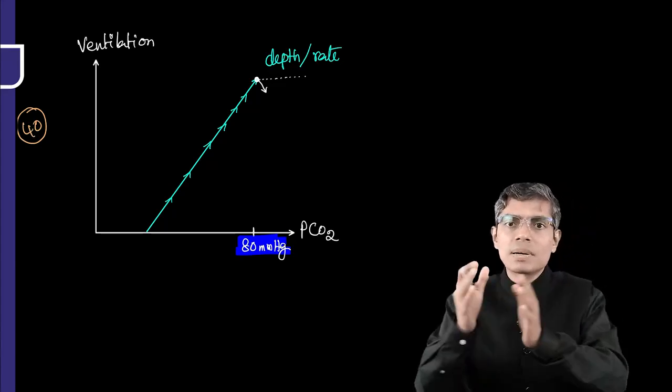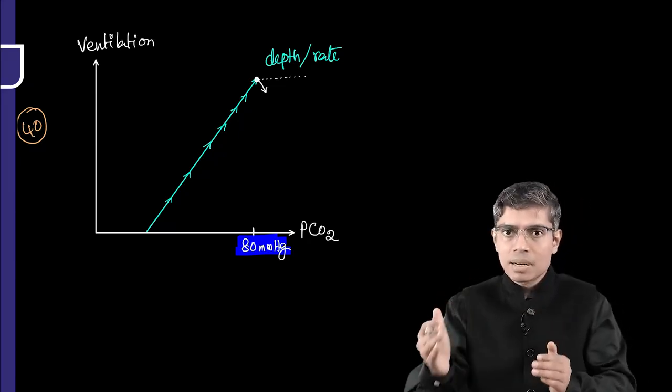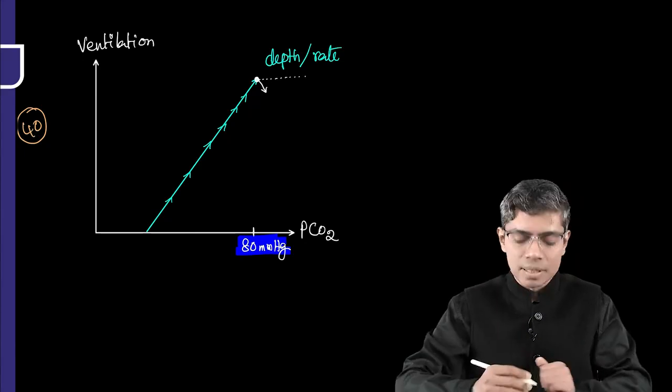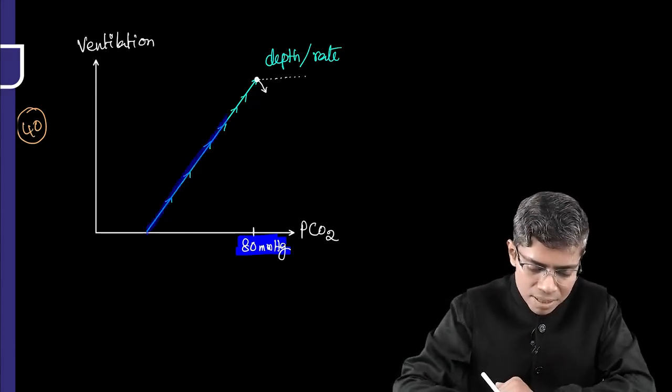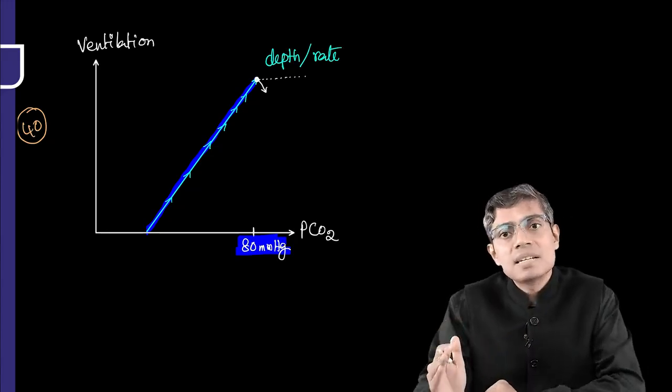It means if you double the carbon dioxide percentage, your ventilation will also double, right? That is the meaning of this linear relationship. But this linear relationship is maintained up to 80 millimeter of mercury.